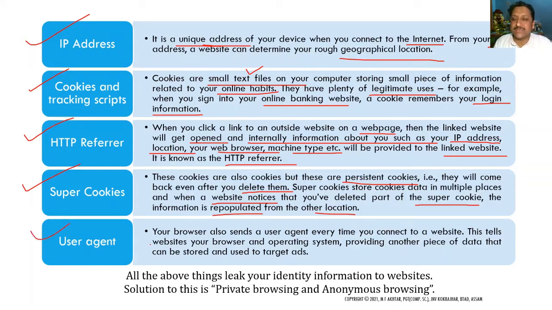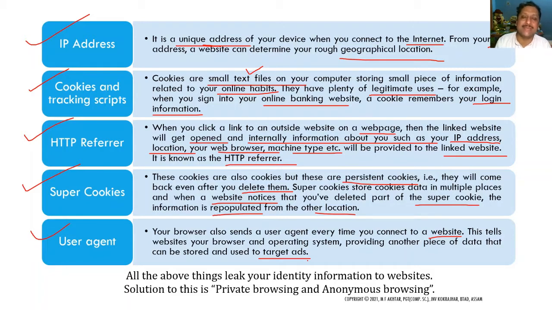Next is user agent. Your browser also sends a user agent every time you connect to a website. This tells the website your browser and operating system, providing another piece of data that can be stored and used to target ads. Some websites use user agents, and they get information about your operating system, your browser, and the websites which you are visiting. So this information is also shared with that website.